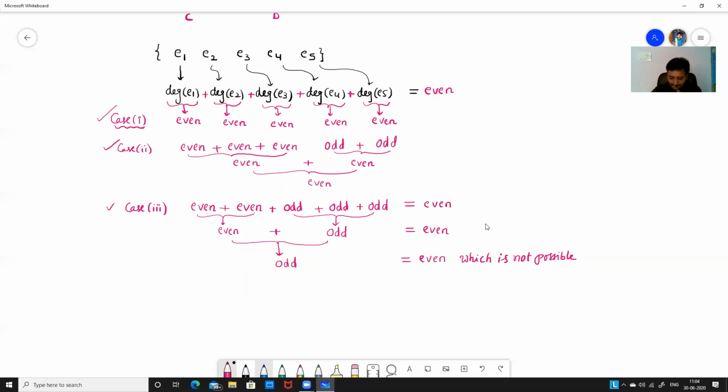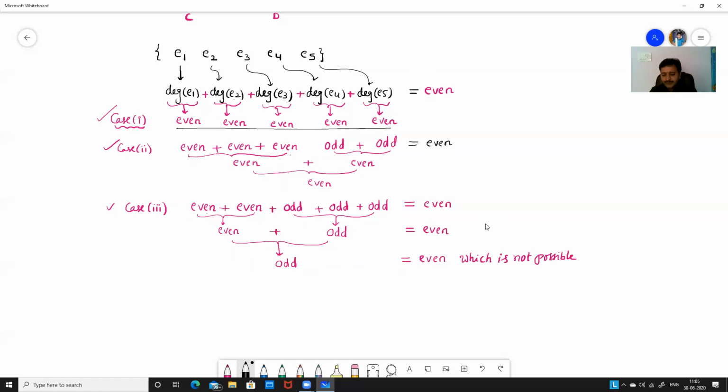Do you know what is the importance of studying these case studies? Please look at the first one. Suppose every vertex has even degree. If every vertex has even degree, then there are no issues. The sum of degrees of all vertices is even. Suppose the even degree vertices are 3 and the odd degree vertices are 2. In this case also we are getting an even result. There is no issue.